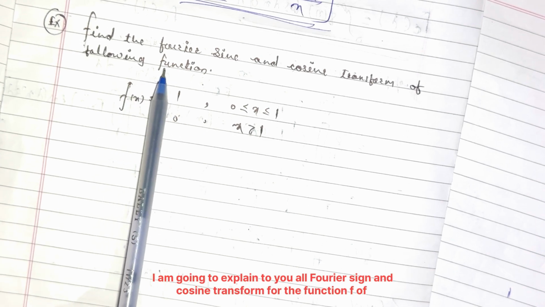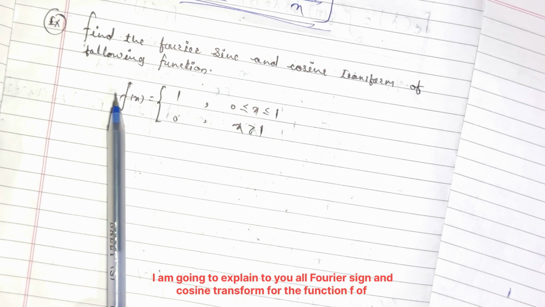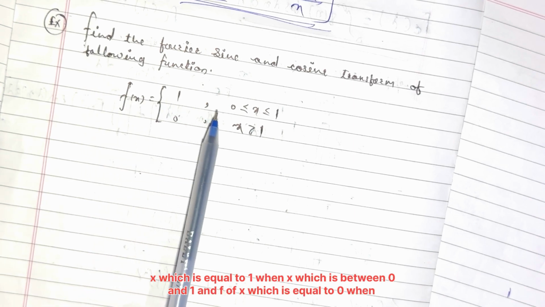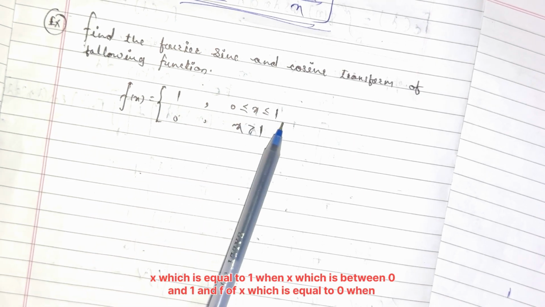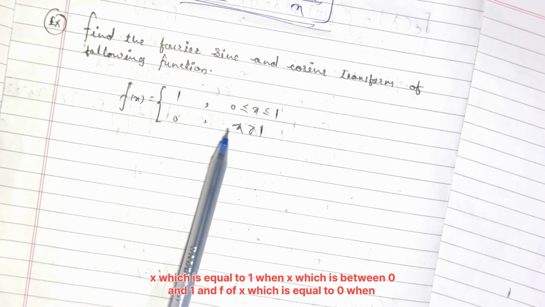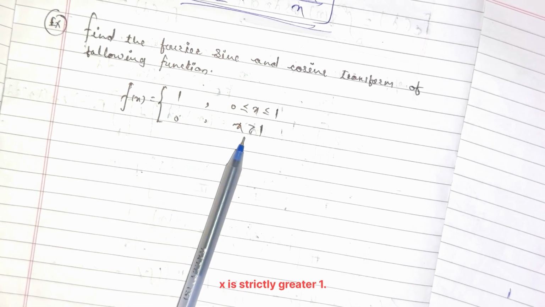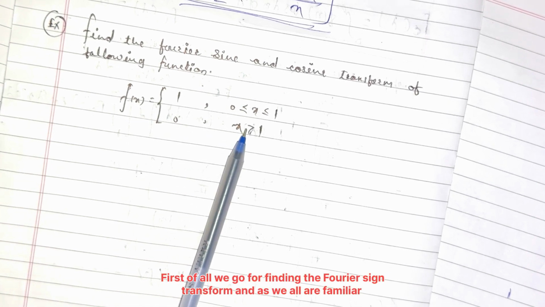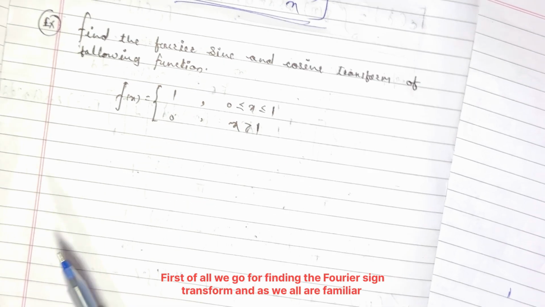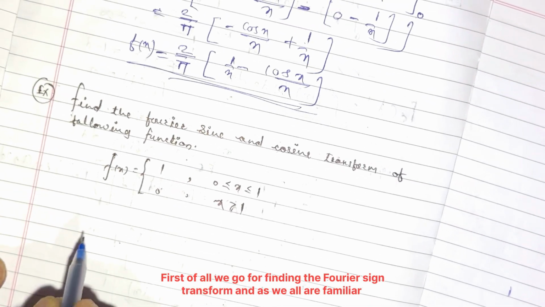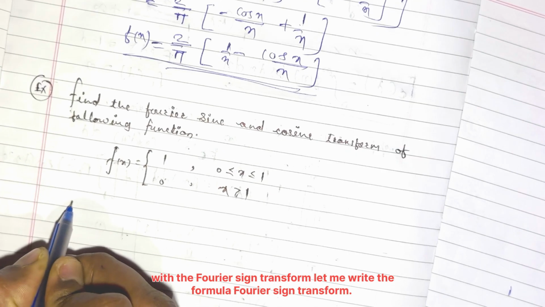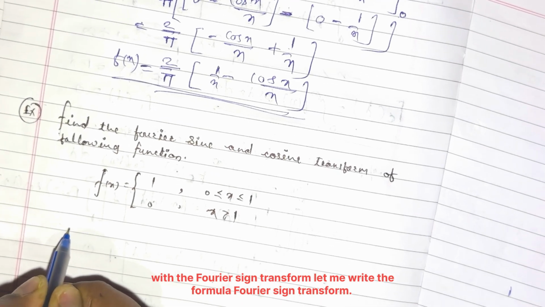I'm going to explain the Fourier sine and cosine transform for the function f of x, which is equal to 1 when x is between 0 and 1, and f of x equal to 0 when x is strictly greater than 1. First of all, we go for finding the Fourier sine transform, and as we are all familiar with it, let me write the formula.